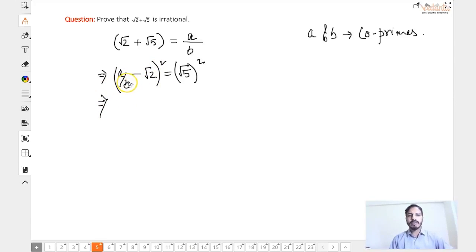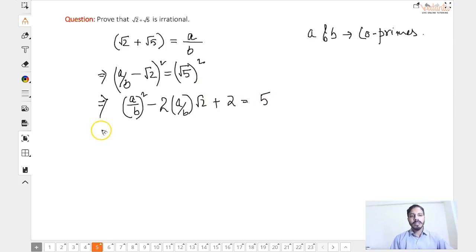So if I take the square, this is a minus b whole square, so I will have a by b whole square minus 2 into a by b into root 2 plus root 2 whole square, that is 2, is equal to 5. Now here we have a square by b square minus 2 root 2 a by b. And here we get 5, and this 2, if it goes to this side, it will be 5 minus 2, that is 3.